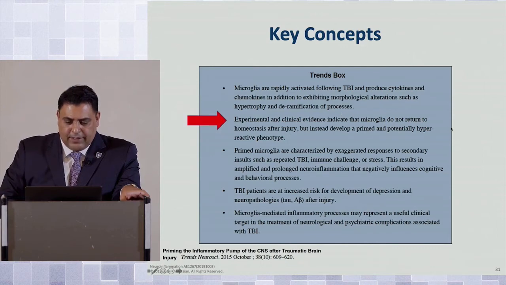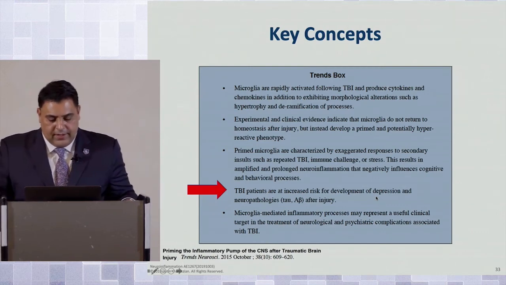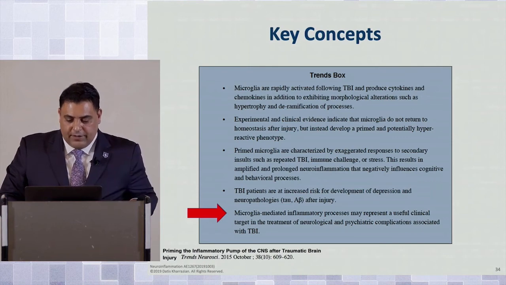Experimental and clinical evidence indicate that microglia do not return to homeostasis after injury, but instead develop a primed and potentially hyperreactive phenotype from that point on. Primed microglia are characterized by exaggerated responses to secondary insults, such as repeated traumatic brain injury, immune challenge, or stress. This results in amplified and prolonged neuroinflammation that negatively influences cognitive and behavioral processes. And then these patients with primed glial cells, TBI patients, are at increased risk for development of depression and neuropathologies, tau, after injury. And microglial-mediated inflammatory processes may represent a useful clinical target in treatment of neurological and psychiatric disorders.